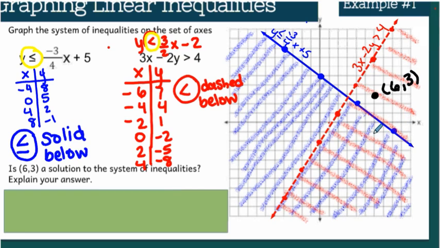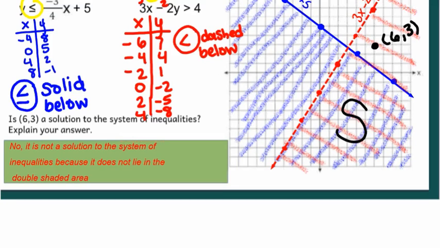Well, remember, the solution set for a system of linear inequalities is the area where the shaded regions overlap. This blue and red shaded area right here. Is the coordinate 6, 3 in this part of the graph? No, it is not. So our answer will say no. It is not a solution to the system of inequalities because it does not lie in the double shaded area.